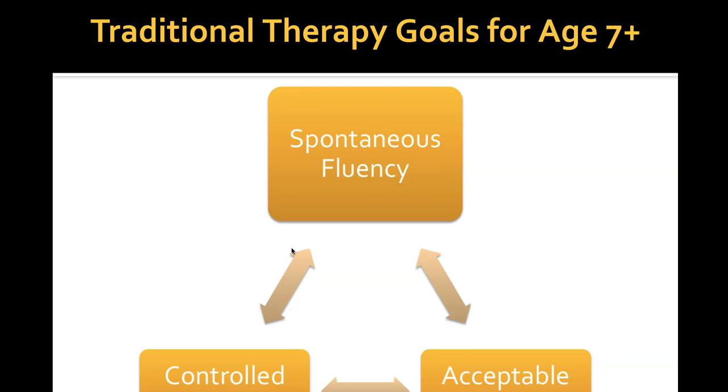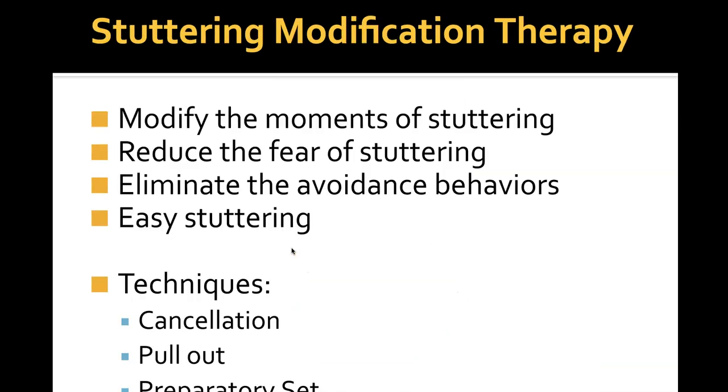So we've got things like, okay, can the child have some spontaneous fluency, some controlled fluency, some acceptable stuttering, right? But those are traditional goals, and we've also really broadened this out to a much more holistic therapy approach where we can talk about management of stuttering. We can talk about children being able to advocate for themselves. So lots of other good things, as well as just the stuttering.